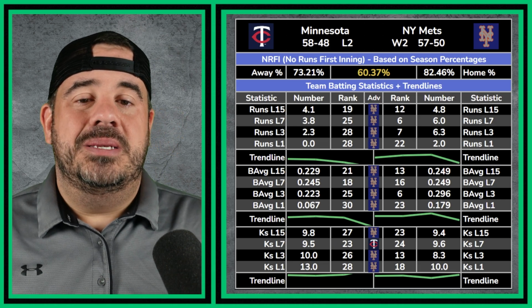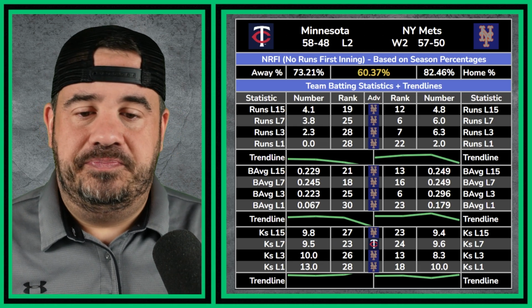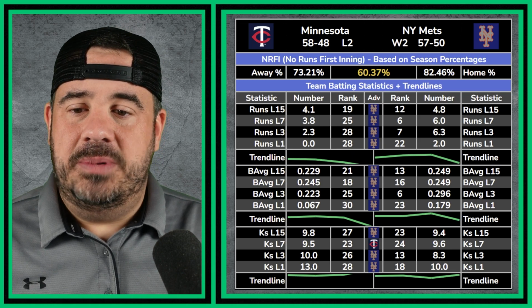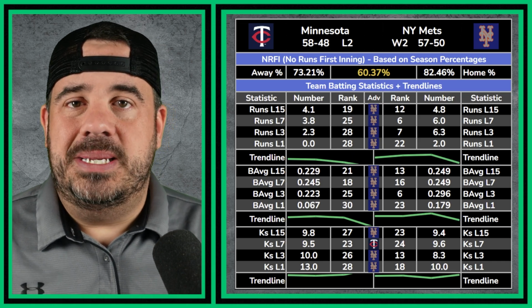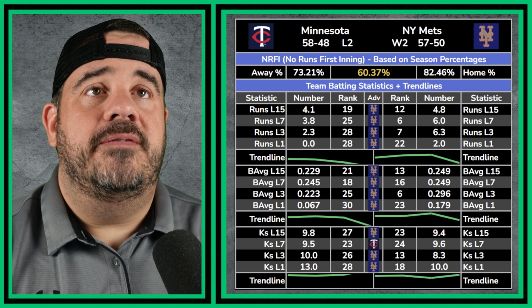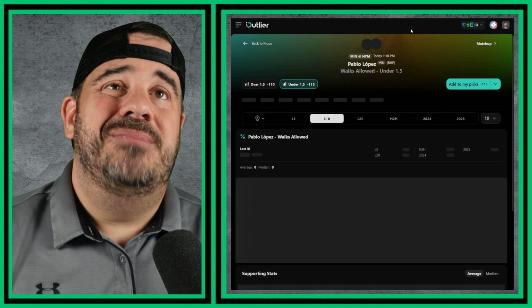The bats, there's an advantage for the Mets, about 68 points better on the batting average and 4 runs better. So yeah, there's a pretty decent advantage for New York there. Let's look over at some props and see what we can find, because so far, I'm not liking anything.